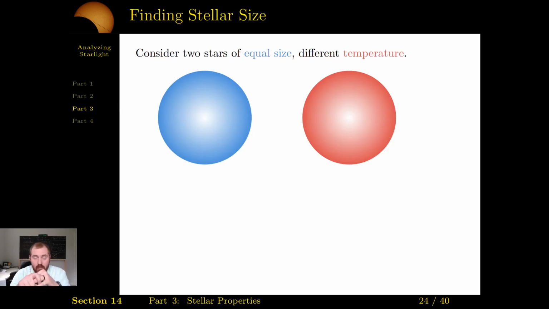Now on B, let's try and actually calculate the size. Here's one technique to do it. So once again, I'm going to do the game. I'm going to have two stars. I'm going to make them equal size, but different temperatures. Those stars that only emit outside the visible spectrum.